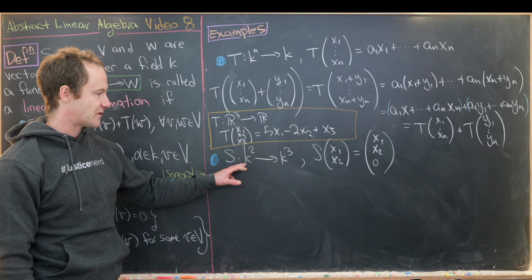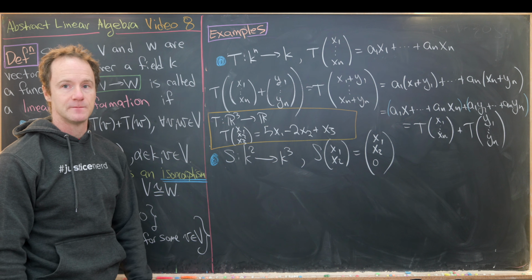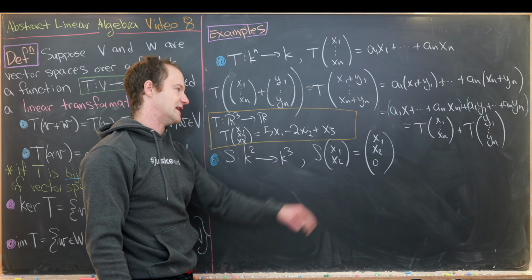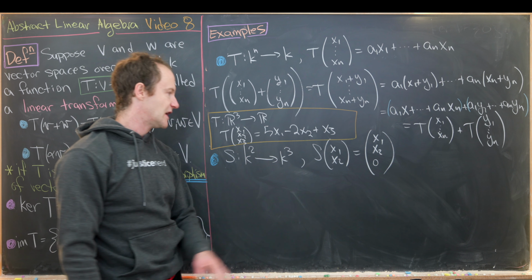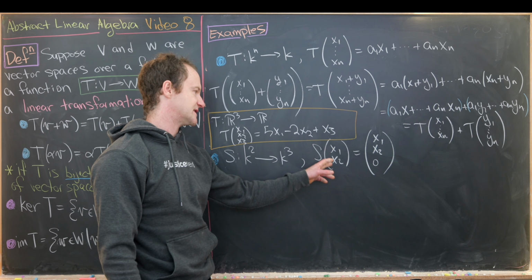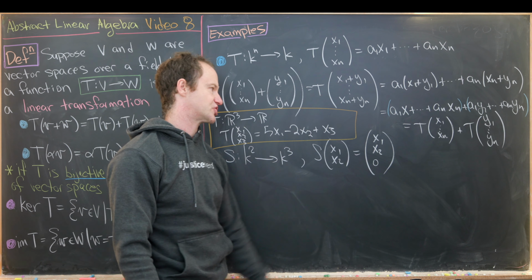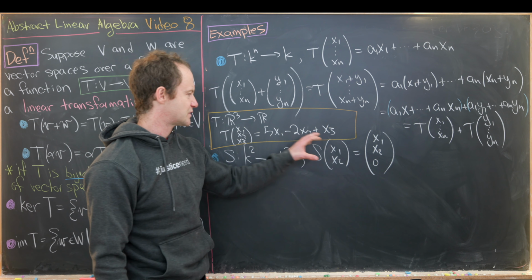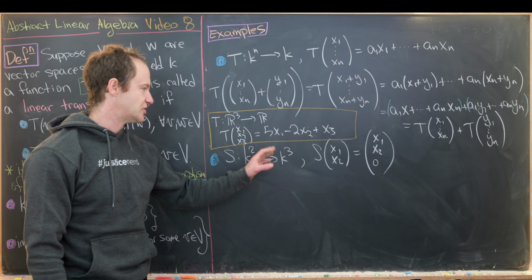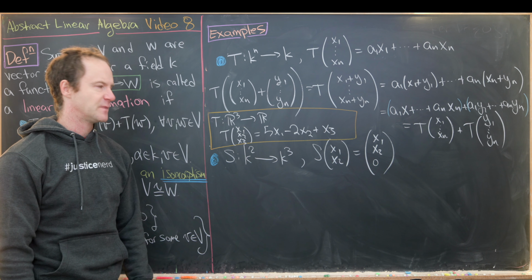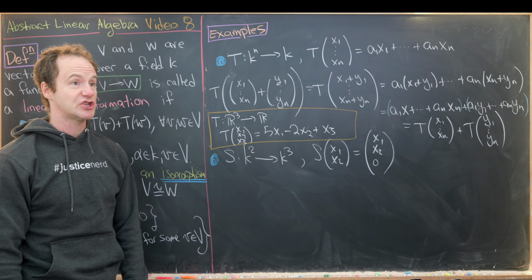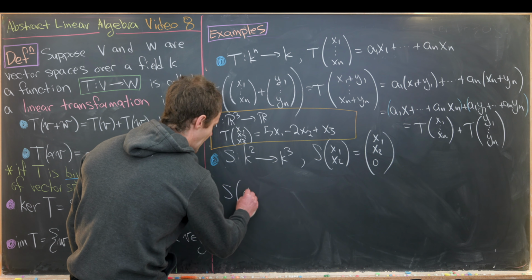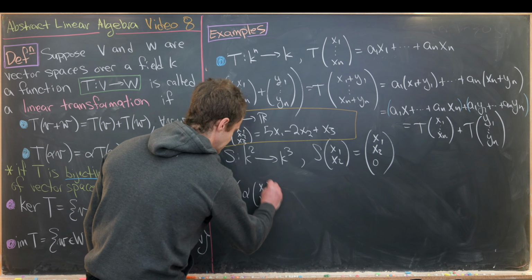Okay, so let's look at this next one. It's S from K2 to K3. So those are ordered pairs to ordered triples, again, written as columns. And here what we do is just take this x1, x2 and turn it into the triple x1, x2, 0. So this is some sort of inclusion of K2 inside of K3. So in this case, let's maybe check the multiplicative property. So let's look at S of alpha times x1, x2.